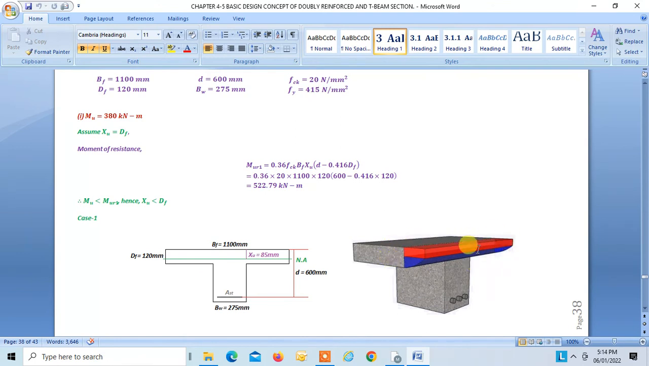This is our stress diagram, right? So force C will be 0.36 FCK into BF, because this stress diagram is acting over the whole flange.